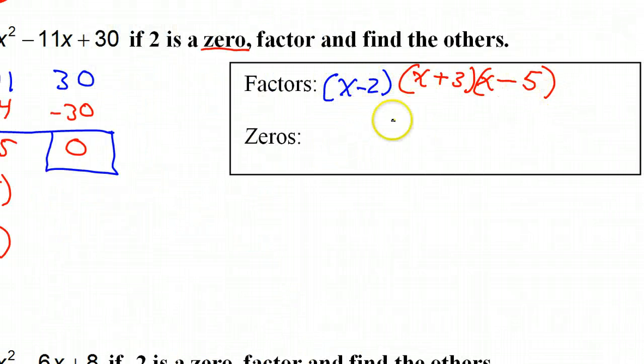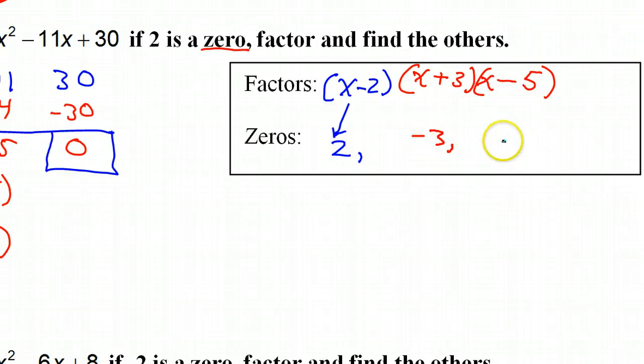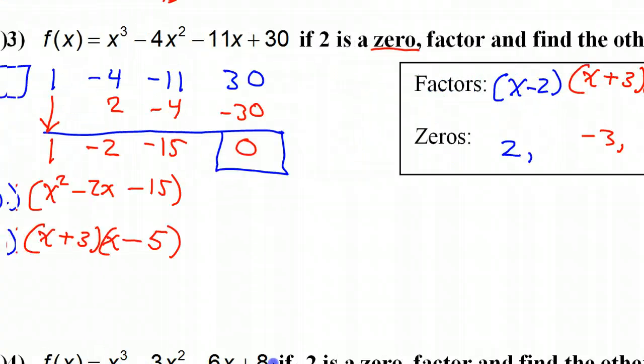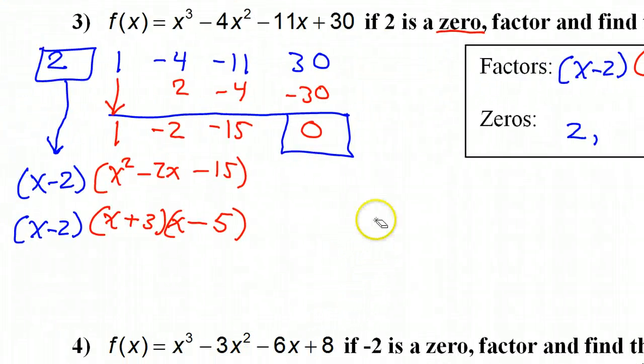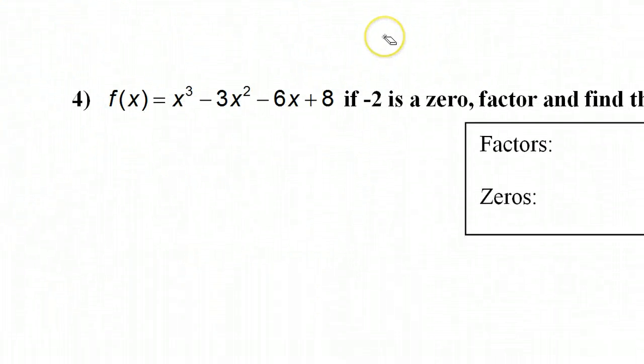Alright, so here's my factored form, and my zeros would be positive 2. That's the one we were given in the first place. But then we'll have -3 and positive 5. Okay, so factored form and zeros, there you go. Alright, let's go on to number 4.